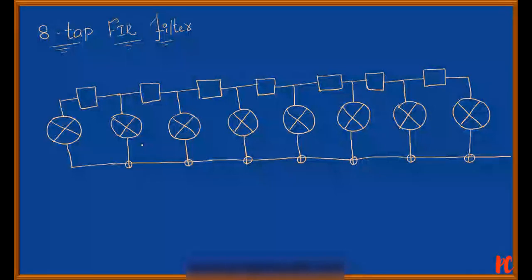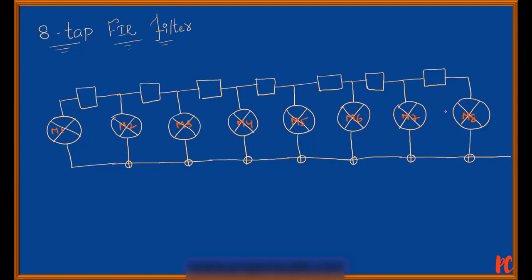Now coming to 8-tap FIR filter. If we observe the design of an 8-tap FIR filter, we will be having 8 multipliers. Let me name these as M1, M2, M3, M4, M5, M6, M7 and M8.